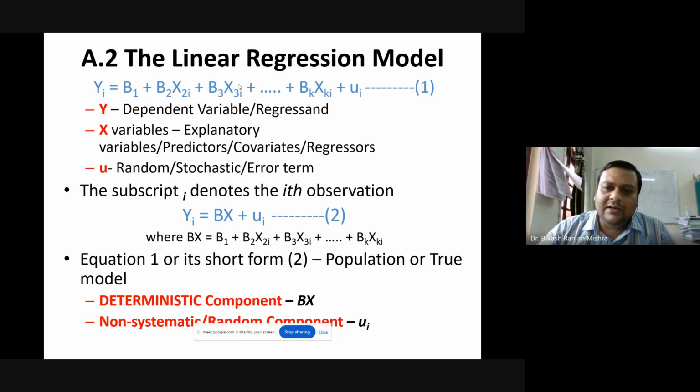The objective is that the independent variables affect the dependent variable, or in other words, y depends on the nature of x2, x3, up to xk. If there are varieties of causes or determinants which are affecting the dependent variable, then those variables are considered as explanatory variables or predictors, sometimes known as covariates or regressors. And the left hand side variable is known as the regressand, or simply the dependent variable.